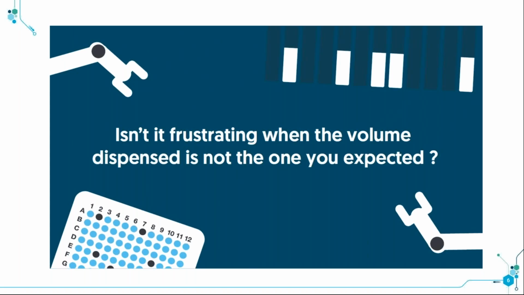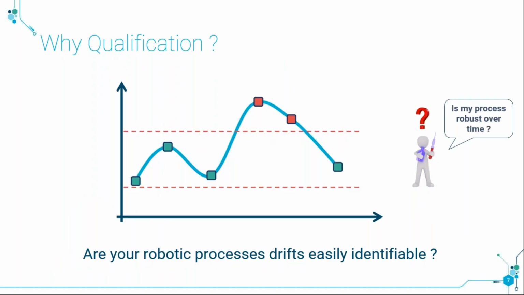We also had a couple of other questions from our partners and customers, and from people we could speak to around the workshops we attended. First, a lot of people would like to have an easy way to identify drifts in their process. Can I easily identify my drift? Is my process robust over time? This is one question we're going to answer with Discngine Qualification.